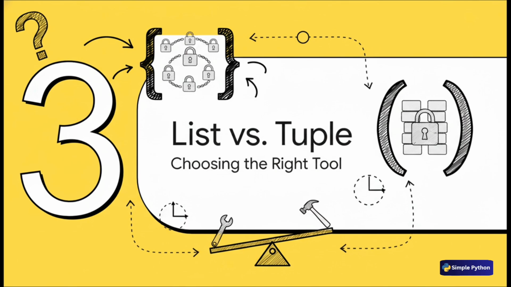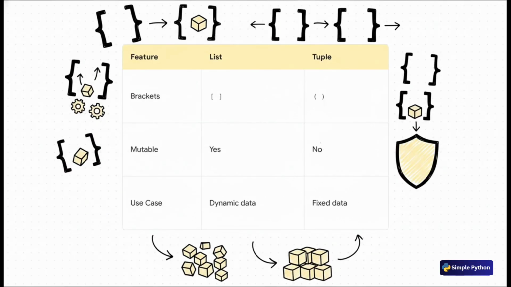So let's figure out how you decide when to reach for a list and when to grab a tuple. This little table here really boils it all down. Lists use square brackets, and they're mutable, meaning they can change, so they're perfect for any kind of dynamic data. Tuples, on the other hand, use parentheses. They're immutable, no changes allowed, making them the ideal choice for any data that needs to stay fixed.